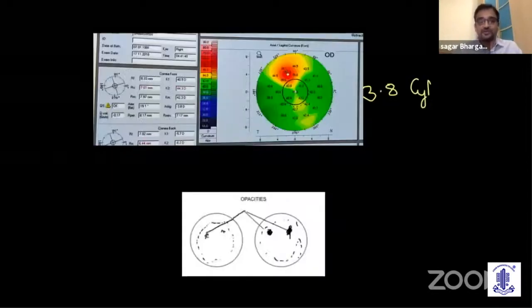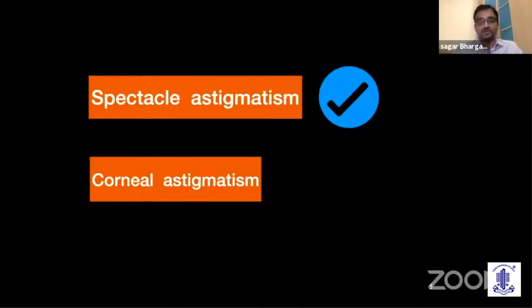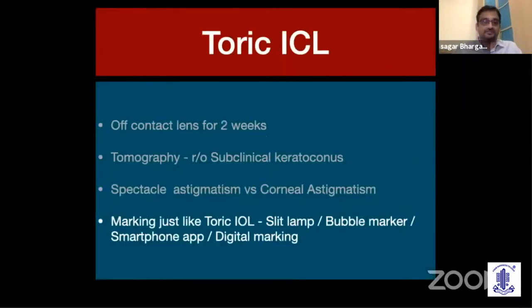You can see a hot spot there, just superior to the center, and that was good enough for the instruments to pick up a cylinder, but it did not cause any effect on the patient's refraction, and the patient was just needing a spherical correction. So in this case, we just went in with a spherical ICL, and this hot spot was because of some subtle opacities present in the patient's cornea. So it is very important to remember that you have to aim for spectacle astigmatism correction rather than corneal astigmatism.